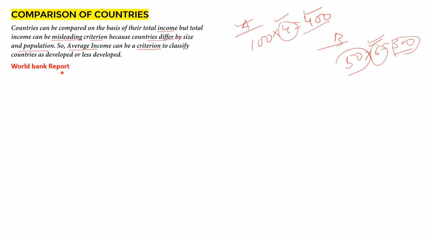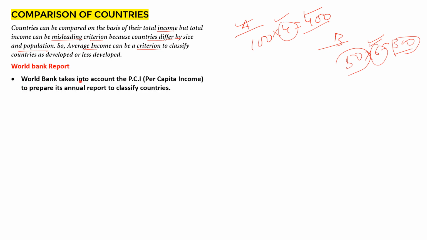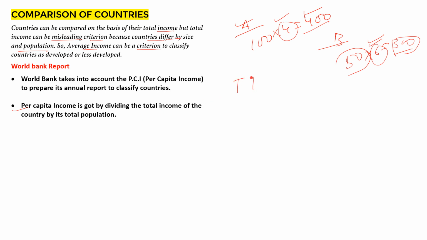Now we have to study the World Bank report. World Bank takes into account per capita income. Per capita income is the same as average income, to prepare its annual report to classify countries. So World Bank prepares annually a report to rank the countries and it takes into account only per capita income. Now per capita income is got by dividing the total income of the country by its total population. So whatever figure we get would be the per capita income.